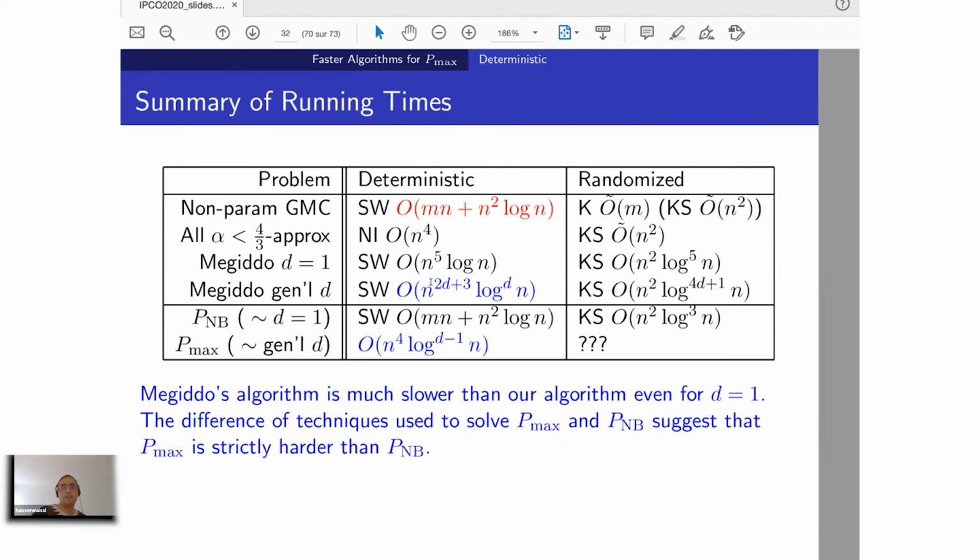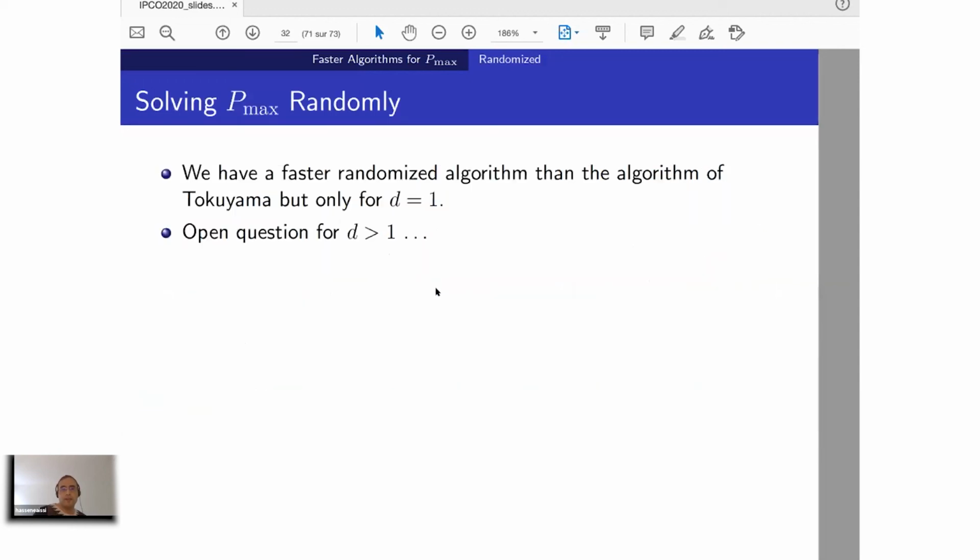So it suggests that the maximum problem is strictly harder than the next breakpoint. In contrast to Megiddo, we had initially the impression that these two problems have the same complexity. For the randomized algorithm, unfortunately, we can only improve the running time of Megiddo for a single parameter. So it is an open question to get a fast randomized algorithm if we have a higher number of parameters.